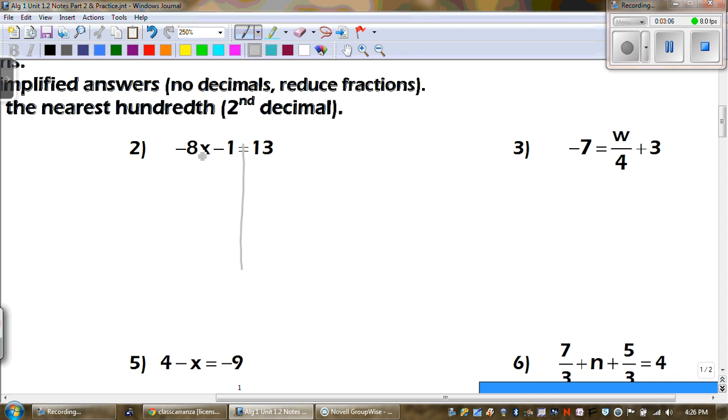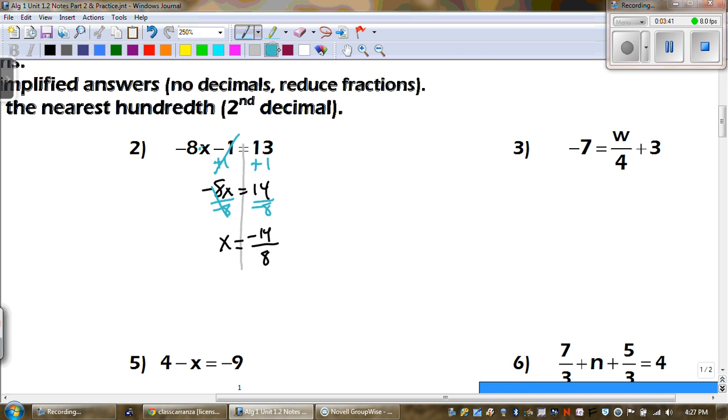Okay, let's move on. Remember, if I'm going too fast, just pause the video and rewatch it, okay? Now, there's nothing that we need to do to combine, so we're going to start solving. I see multiplication and subtraction. To get rid of subtraction, I'm going to add 1 to both sides. And we get negative 8x equals 14. Now to get the x by itself, we need to divide by negative 8.